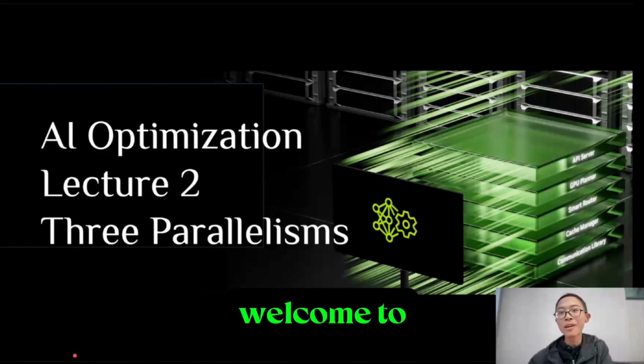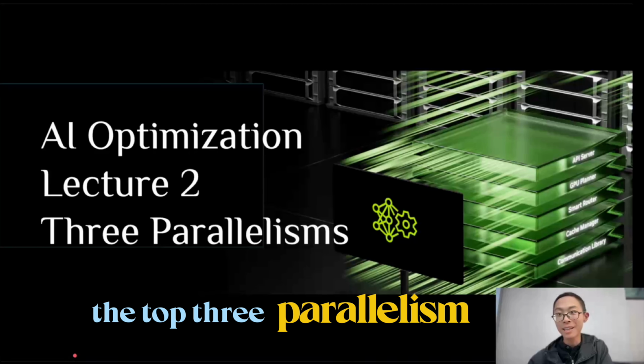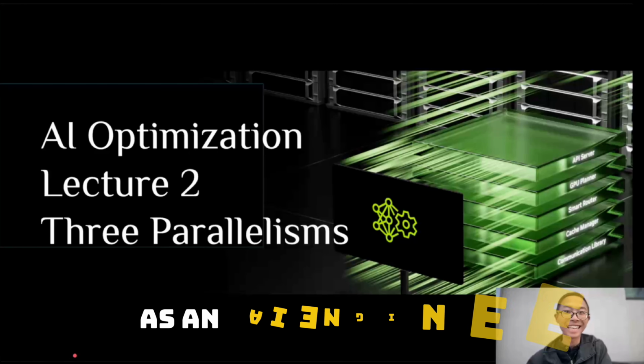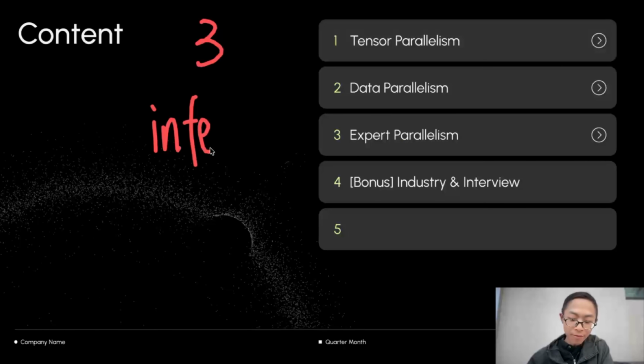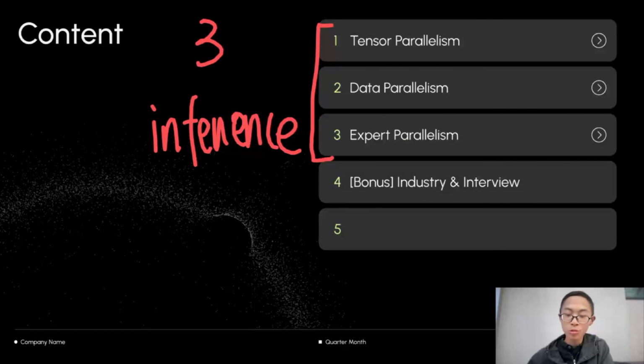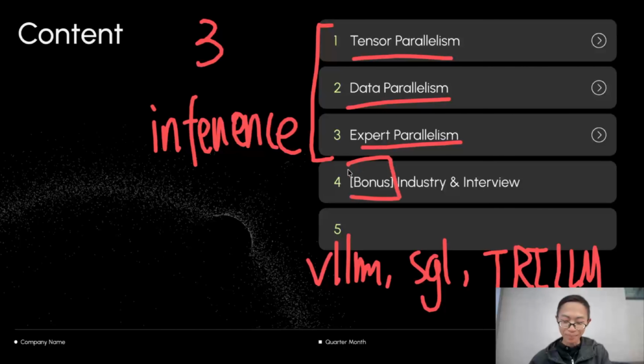Hi everyone, welcome to Optimize AI Lecture 2, the top 3 parallelism that you will need as an AI engineer. You might have heard of many parallelism. Why only 3? Because we are focusing on the inference field, which has those 3 components as the most important. After this lecture, you will know how to execute those parallelism in engines like vLLM, SGLang, and TensorRT-LLM. In addition, we have some bonus, which is some interview questions from the industry.